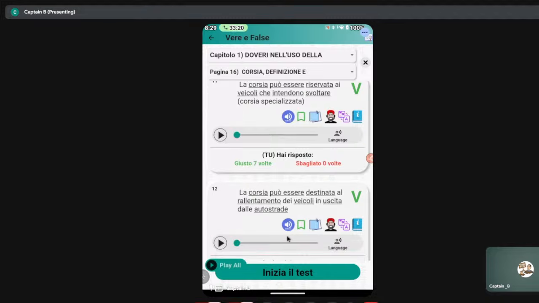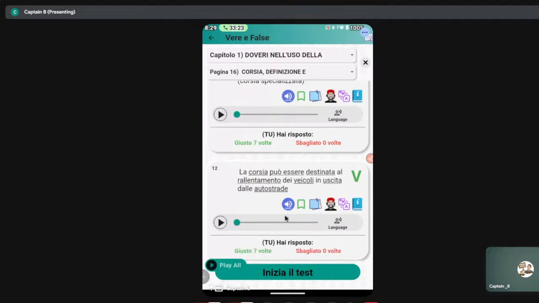Number 12. La corsia può essere destinata al rallentamento dei veicoli in uscita dalle autostrade. Now listen. You see, the lane can be destined, dedicated, al rallentamento. Rallentamento meaning slowing down, the vehicles exiting the autostrada. A lane can be for a vehicle to be slowing down to be able to exit the autostrada.